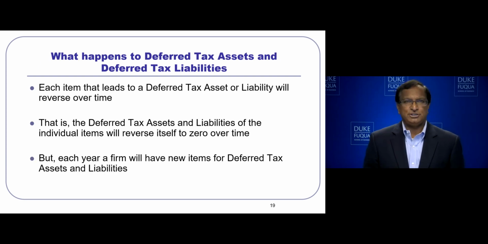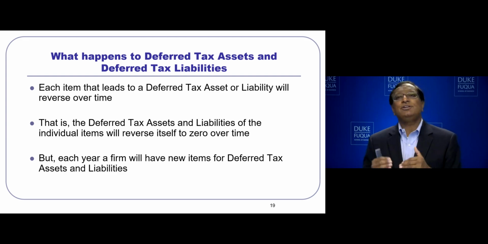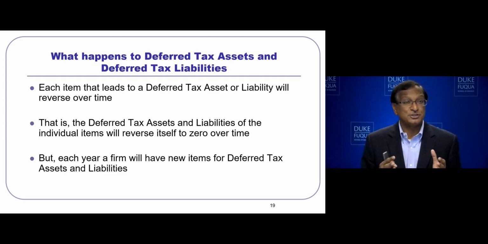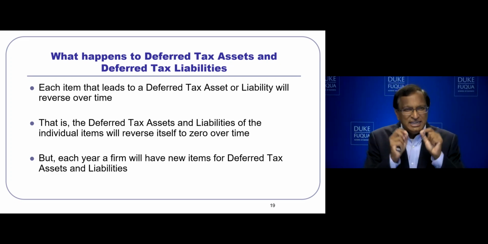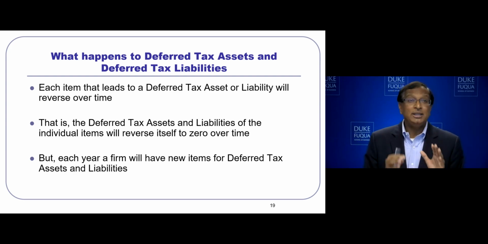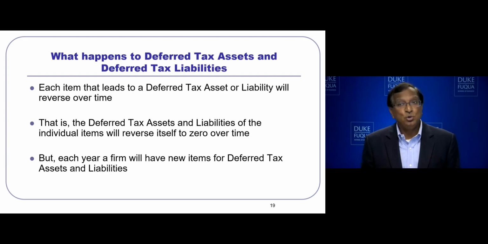Now, what happens to these deferred tax assets and deferred tax liabilities? Each item that leads to a deferred tax asset or liability will reverse over time. Remember, these are temporary differences, so they're all going to adjust over time. In other words, the deferred tax assets and deferred tax liabilities of these individual items will reverse to zero over time. But remember, each year, a firm will have new items for deferred tax assets and deferred tax liabilities.